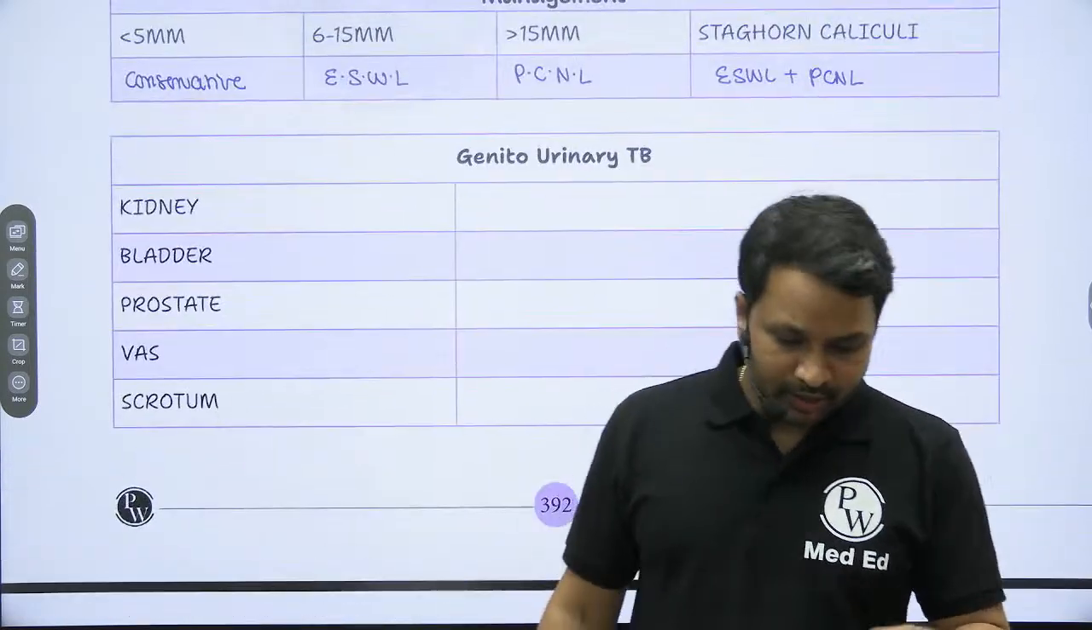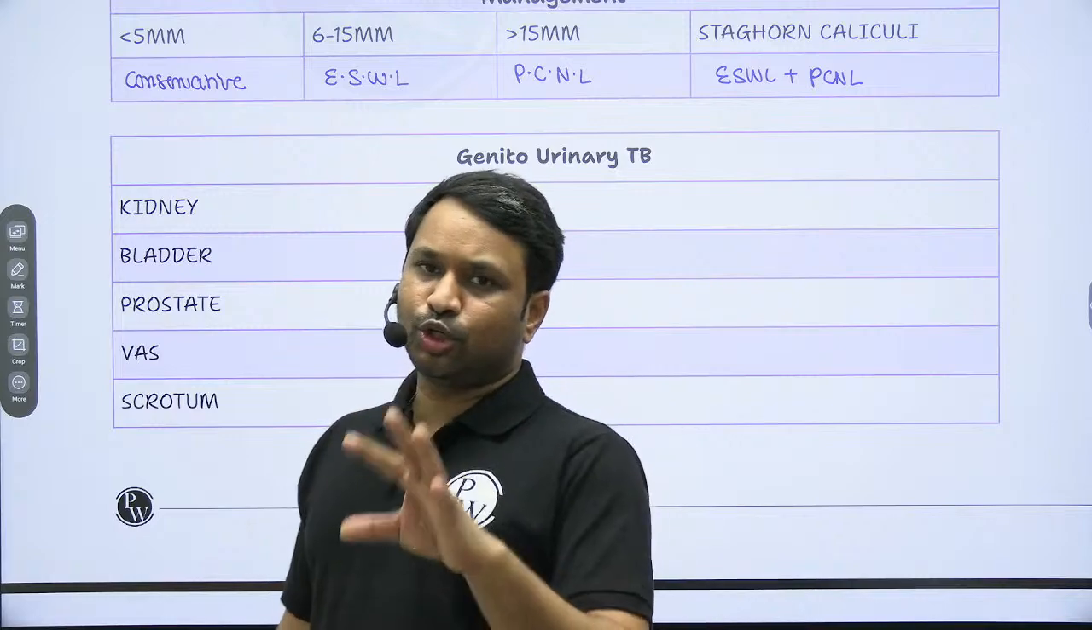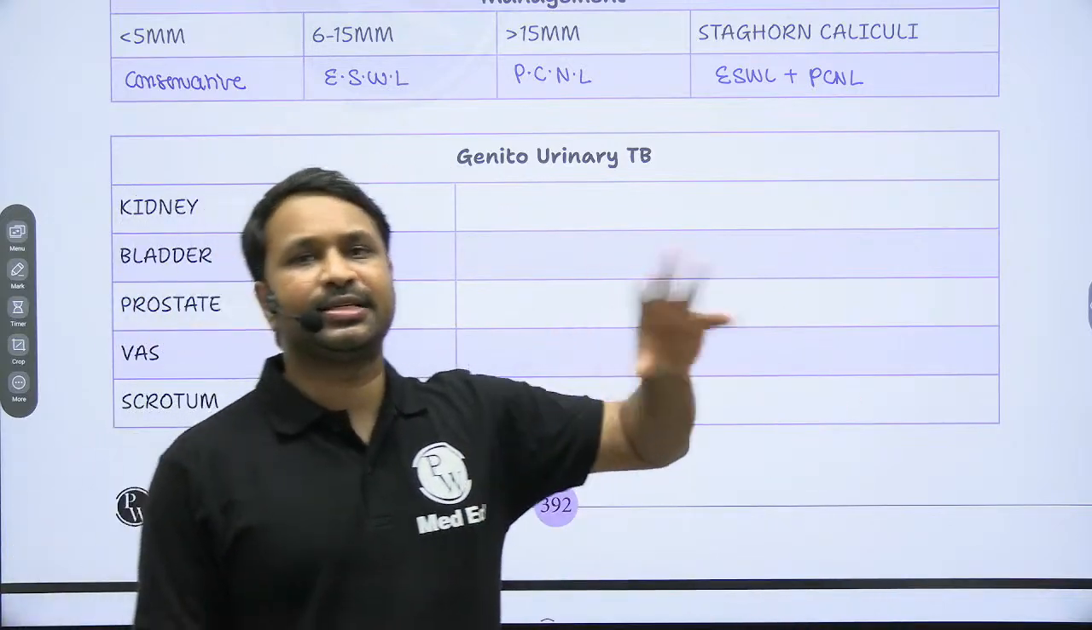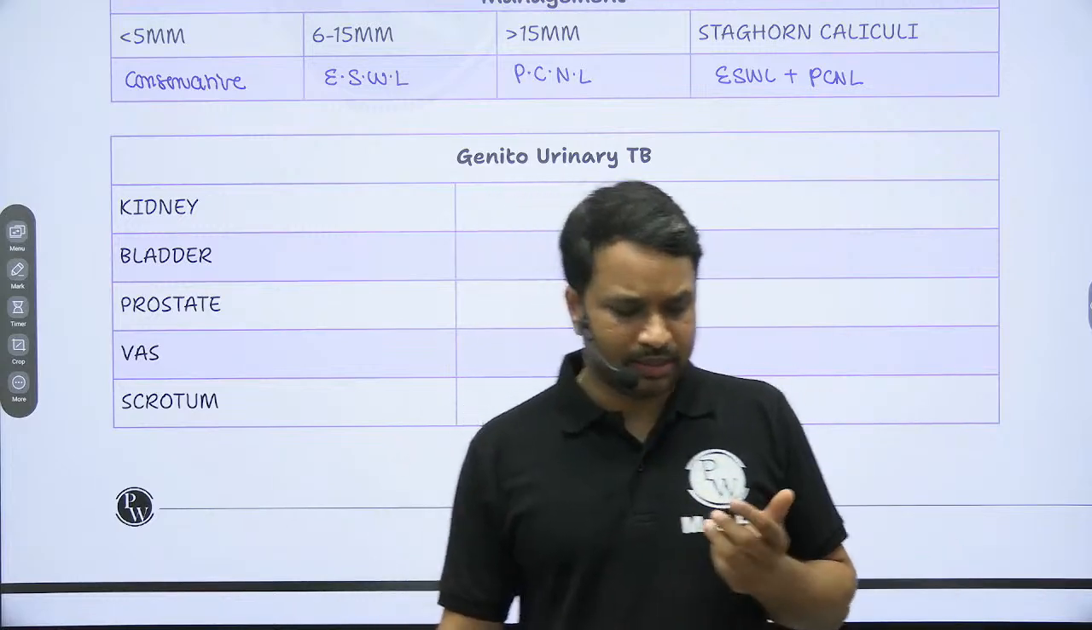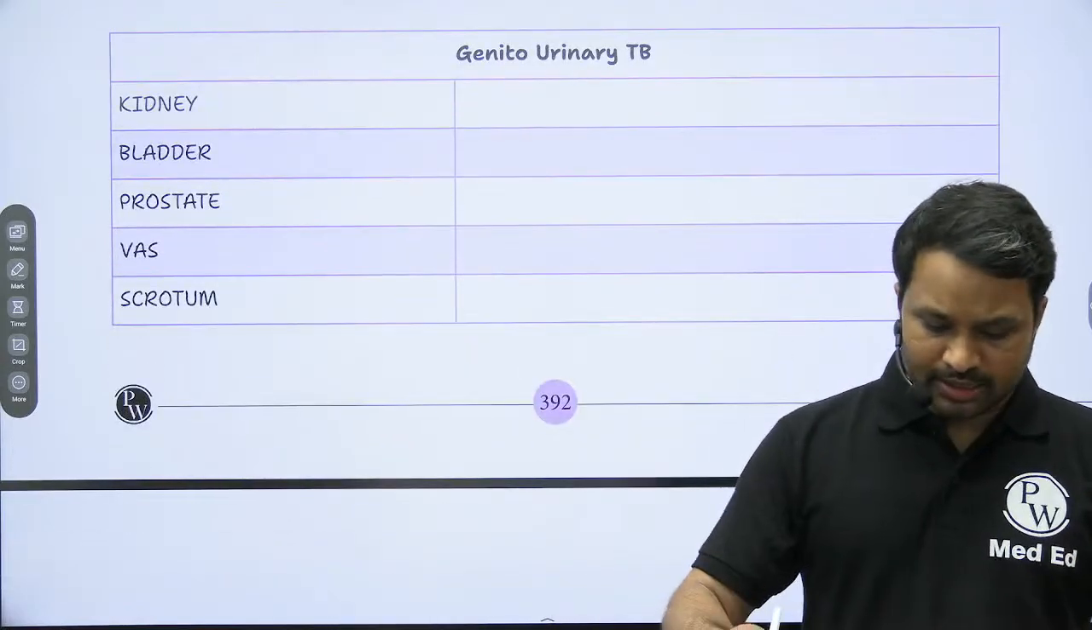See, in a staghorn calculi, you should do ESWL PCNL. It's a sandwich technique. Otherwise, open nephrostomy is what you have to do and extract the stone as well. Okay? Now, genitourinary tuberculosis, again, an important topic.